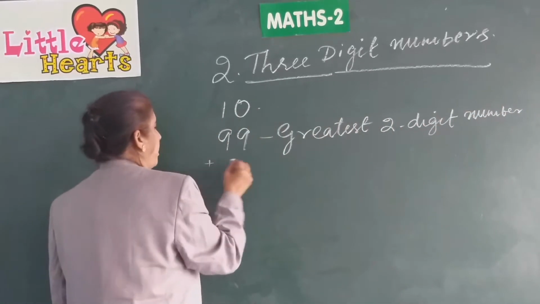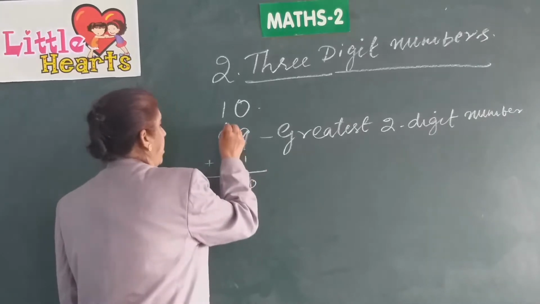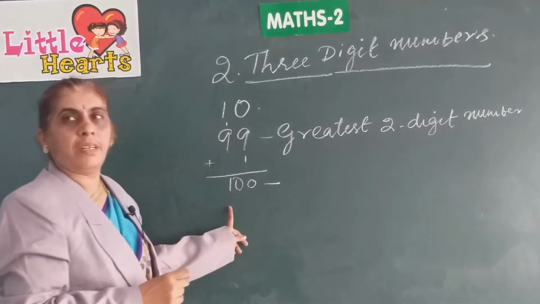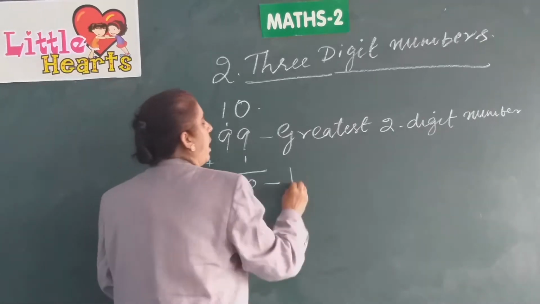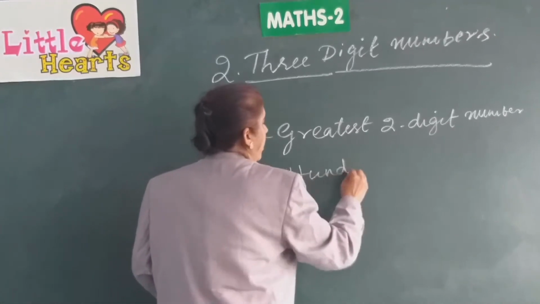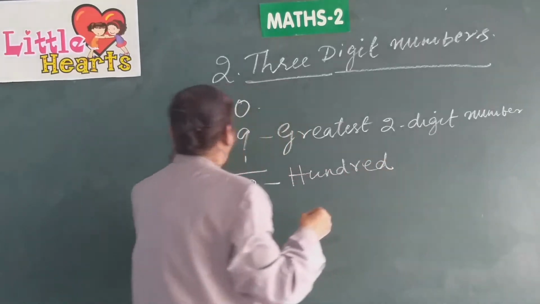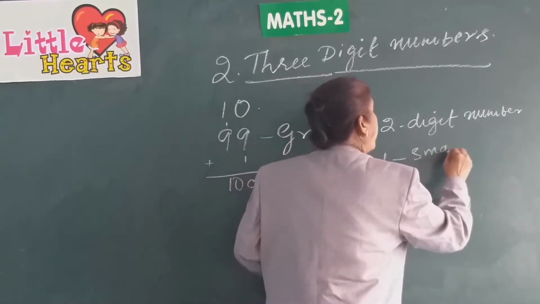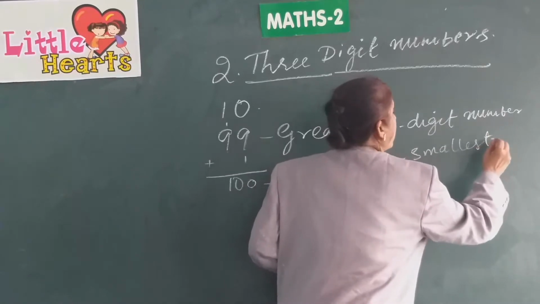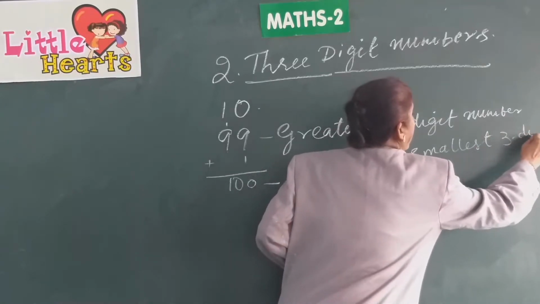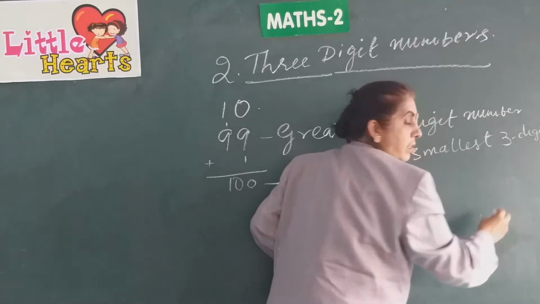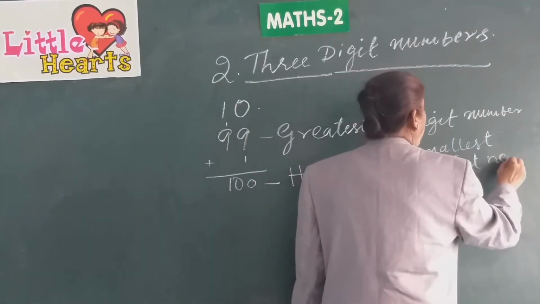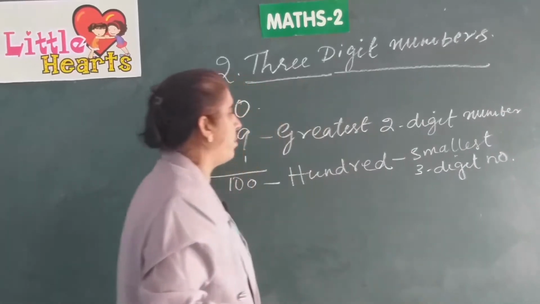Add 1 to it. How do you read this number? This is 100. It has 3 digits and it is the first and the smallest 3-digit number. 100 is the smallest 3-digit number.